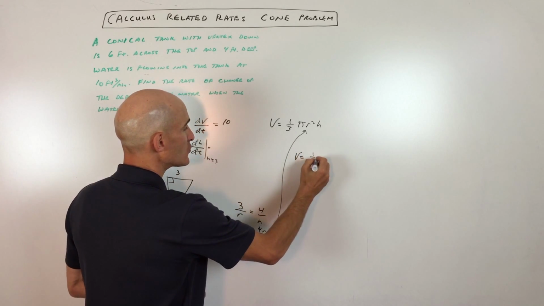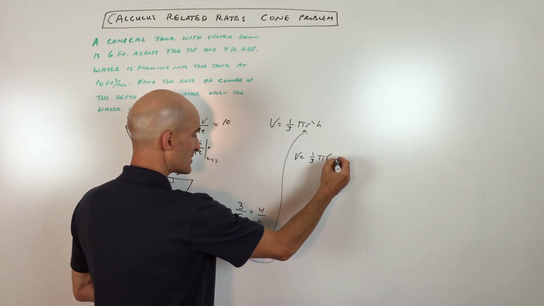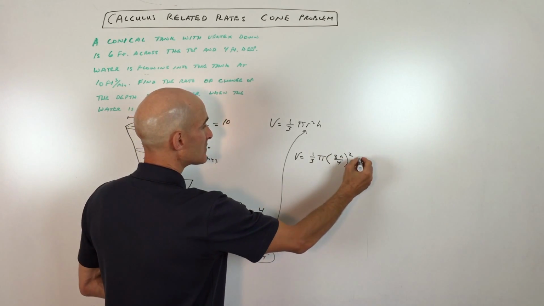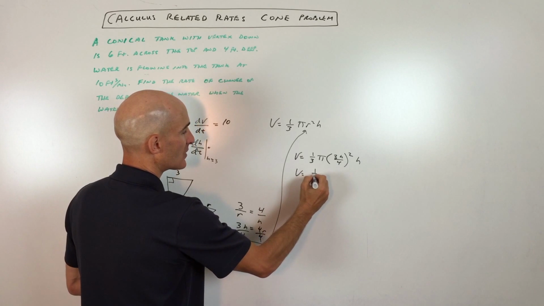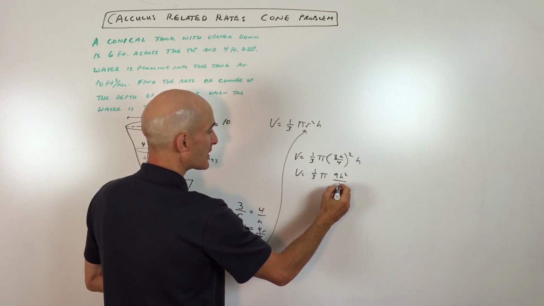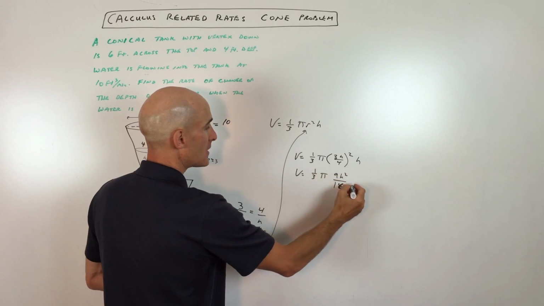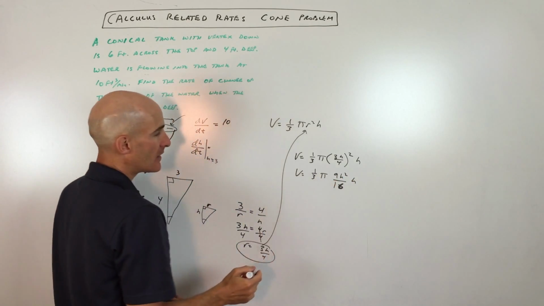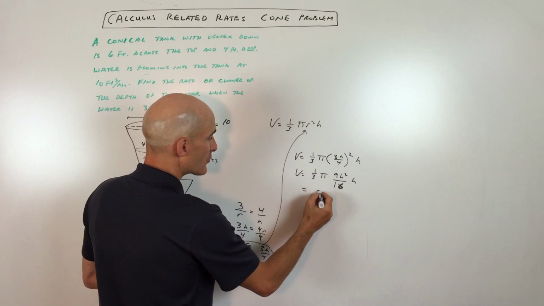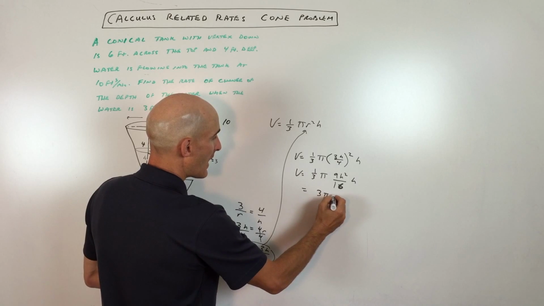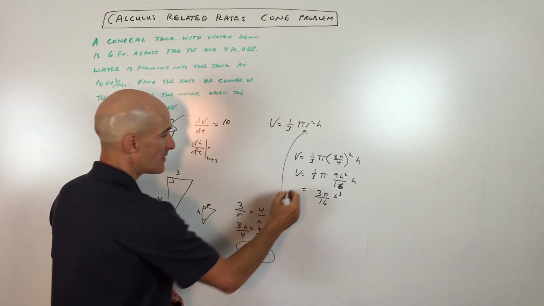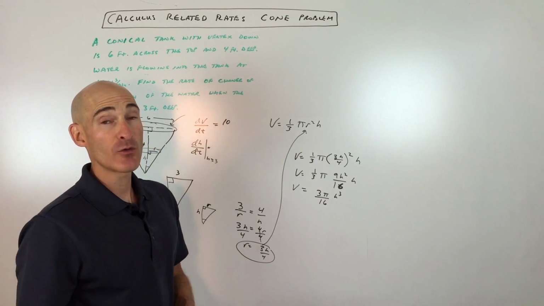So V equals 1/3 pi, the radius is 3h over 4, squared, times h. If we simplify that down, we get 1/3 pi 9h squared over 4, actually I'm sorry, over 16 because we're squaring, times h. If we simplify it down a little bit further, 9 divided by 3 is going to give you 3 pi h cubed over 16 equals the volume. Now we're ready to take the derivative.